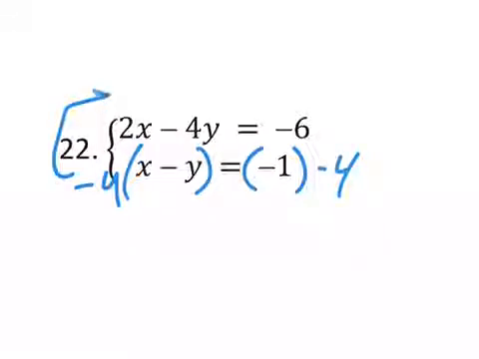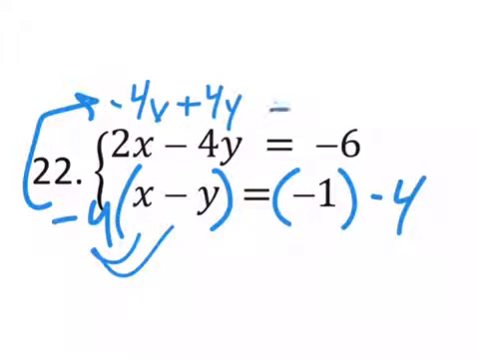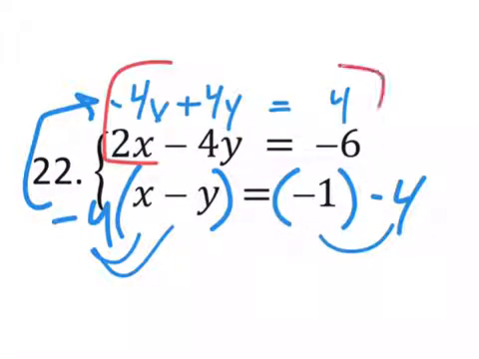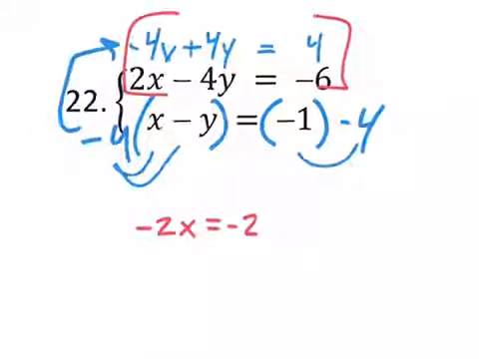All right, and then we rewrite it up here, where we get a negative 4x plus a 4y is equal to a positive 4. Add these two together, and we get a negative 2x is equal to a negative 2, getting us that our x is equal to 1.